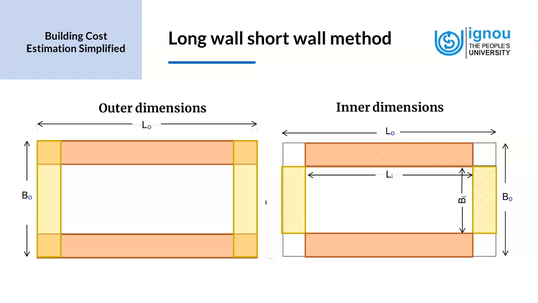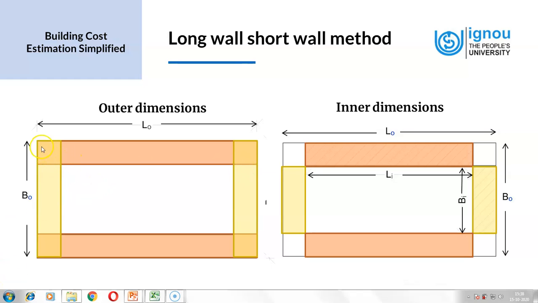So let's look at the need as to why we use this method of measurement. When we are given the outer dimensions of a room, as in the first figure on the left, we have L0 and the breadth as B0. If we take the outer dimensions to find the various quantities, we find that there is an overlap at the corners. We have extra material calculated at the corners.